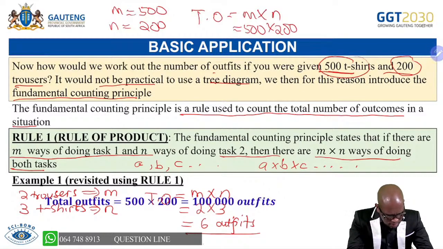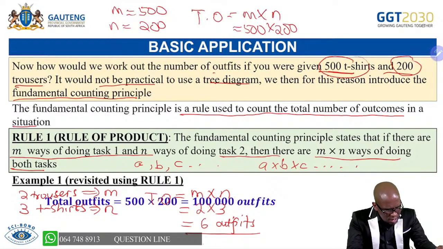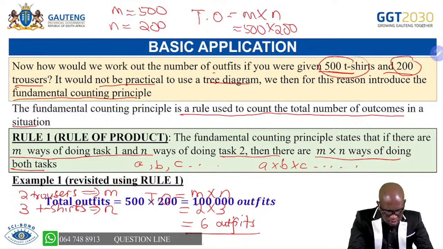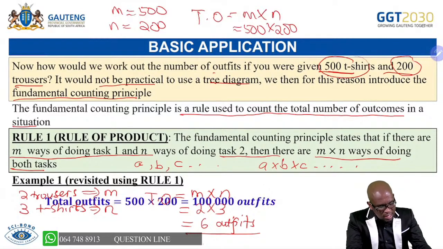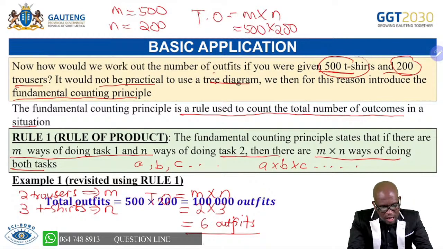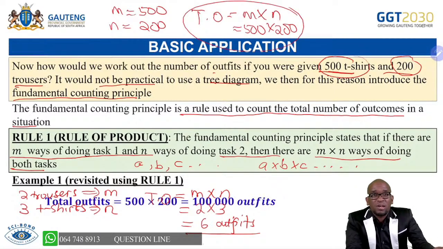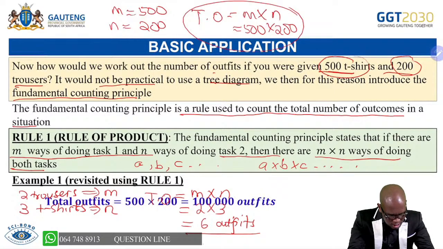Now, let's move on. Obviously, here we are bringing back the total outfits. If you have 500 t-shirts and you have 200 trousers, then that takes us to 100,000. So that's what I was actually calculating there.